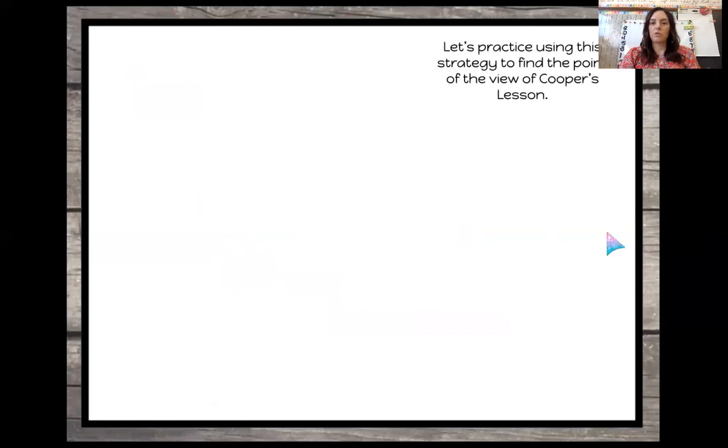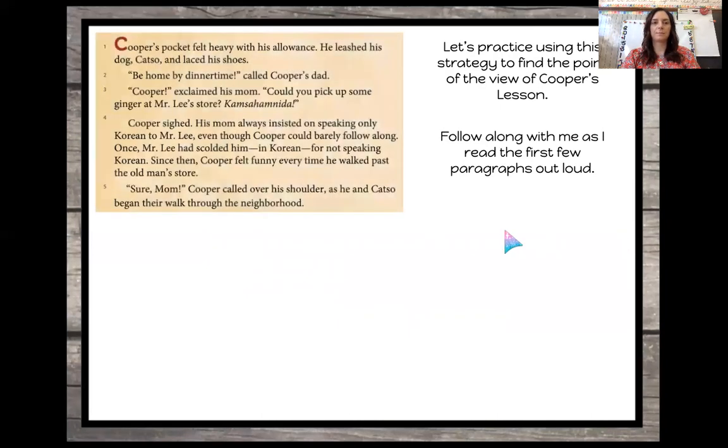So let's practice using this strategy to find the point of view of Cooper's lesson. You're going to follow along with me as I read the first few paragraphs out loud.